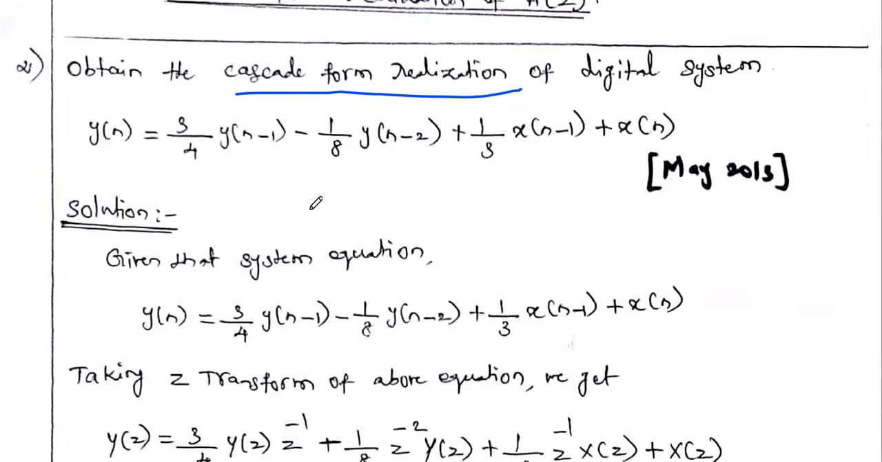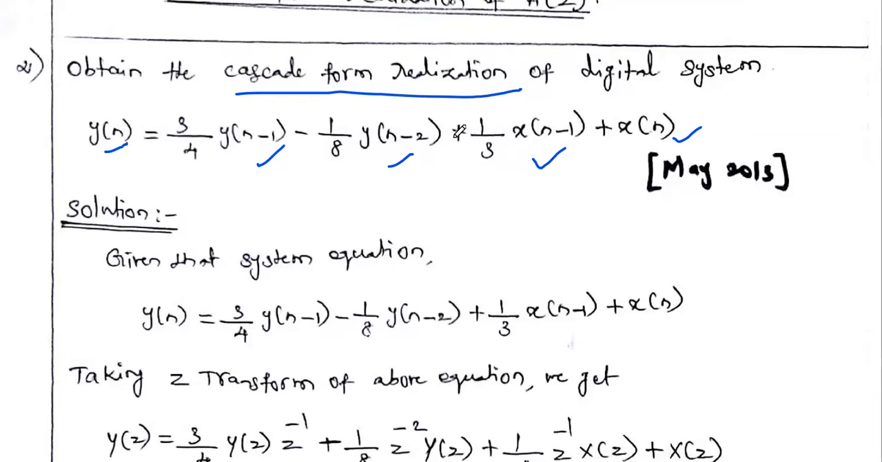Already you know the method. So what is the given equation? The time domain equation of the system is given, where y of n is the present output, y of n minus 1 is the past output, and this is also a past output. x of n minus 1 is the past input, x of n is the present input. That's why the system is called an IIR system.